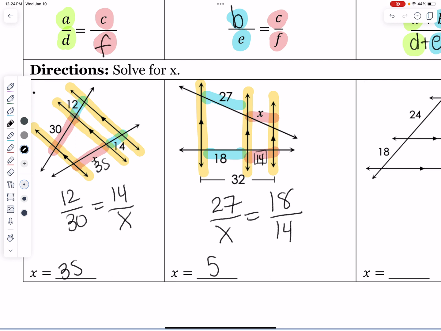X equals 5. No, it does not. X equals 21. I'm sorry, guys. Just retyped it in. X equals 21 right there. That makes sense, though, because this is going to be small to big, small to big. Okay? 21 over 27 and 14 over 18. So that should be 21.